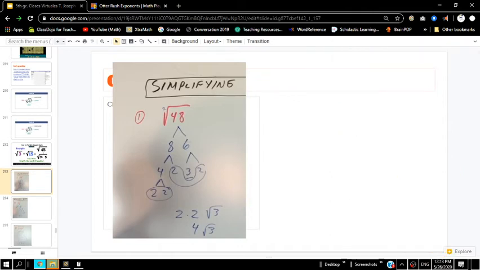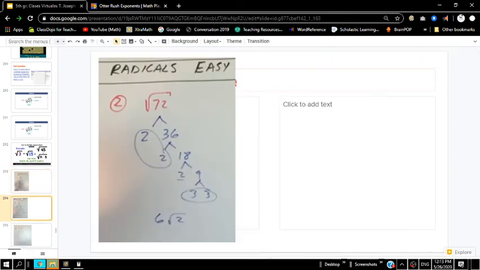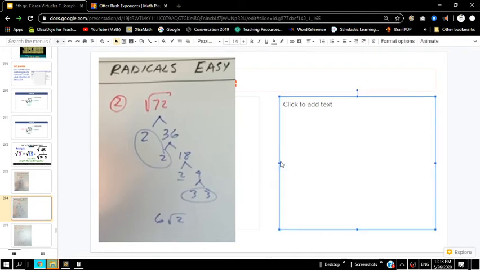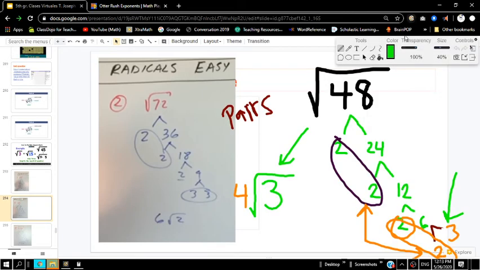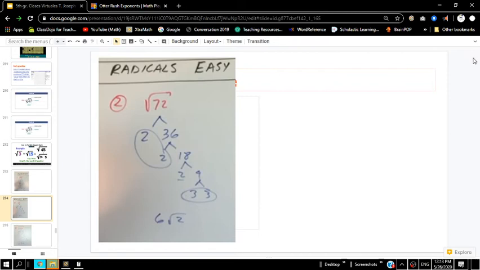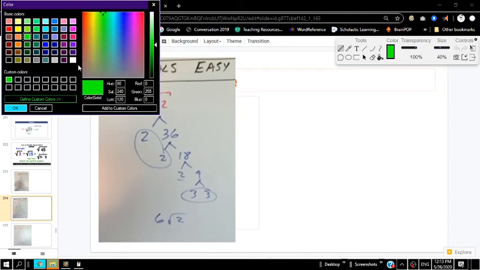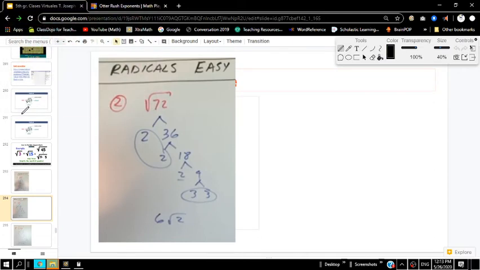Let's do maybe one more problem to understand the concept of radicals a little bit more. Let me erase this so we have some more space. Again, radicals are pretty much just finding the factors of the number. So we're going to find the factors of 72. We're only trying to find the smallest factors, the smallest whole numbers that go into the number.